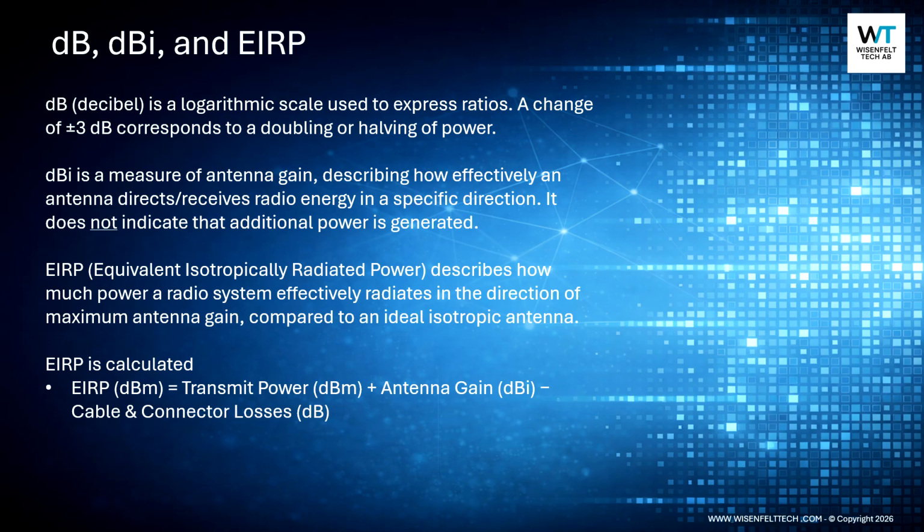EIRP stands for equivalent isotropically radiated power. EIRP describes how much power a radio system effectively radiates in the direction where the antenna gain is highest, compared to an ideal isotropic antenna.